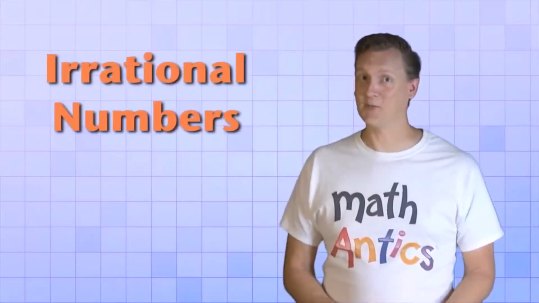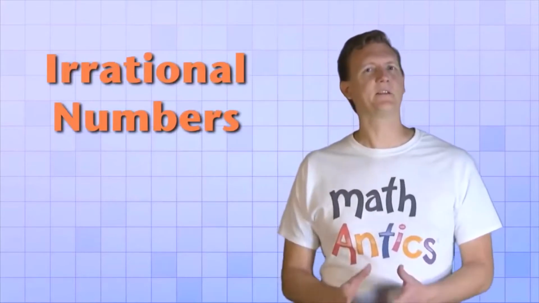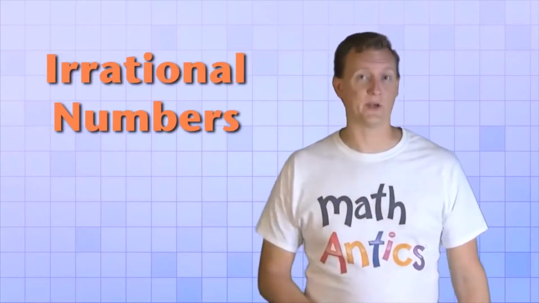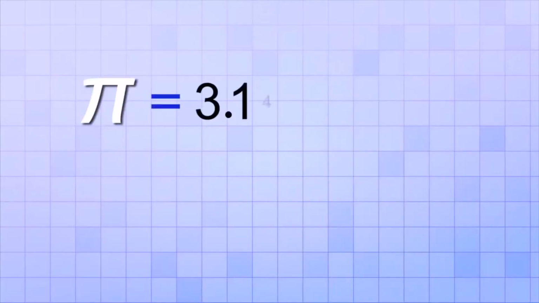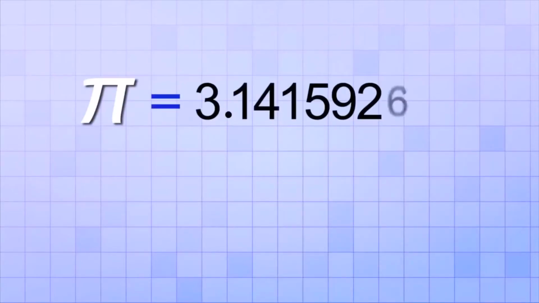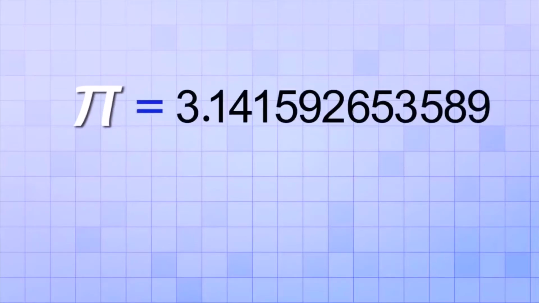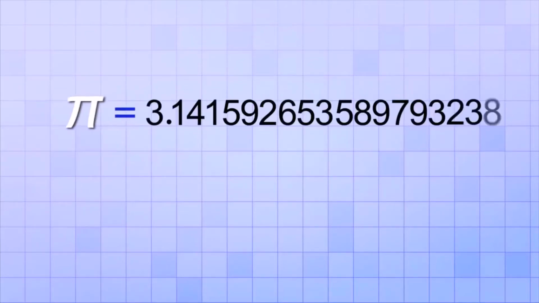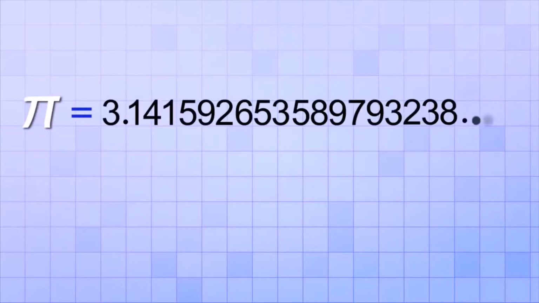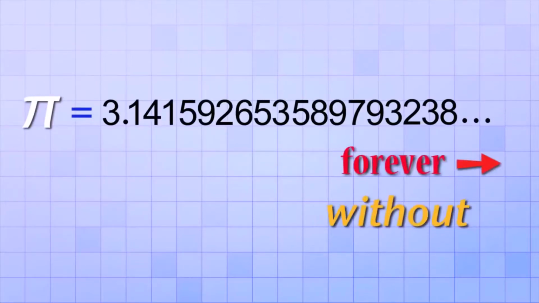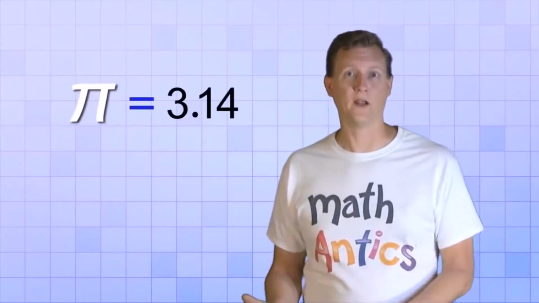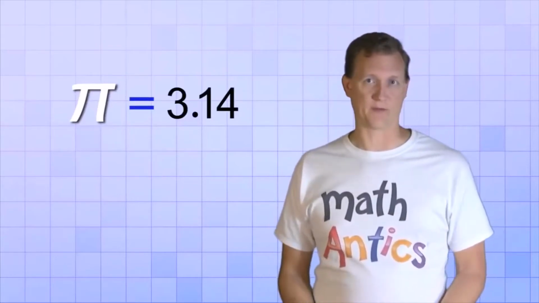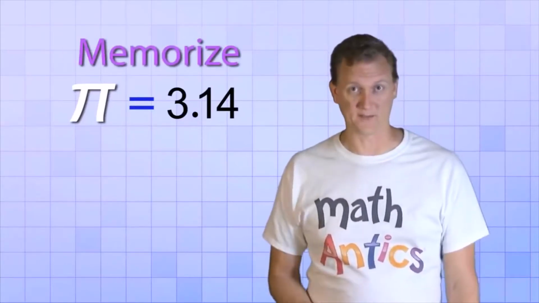Yes, irrational numbers are confusing. But seeing some more of pi's decimal digits will help you understand what I mean. To be more precise, pi is 3.141592653589793238, and the decimal digits just keep on going, forever, without repeating. Pretty amazing, huh? But the good news is that saying pi is 3.14 is usually close enough for most math problems, so that's all you really need to memorize.